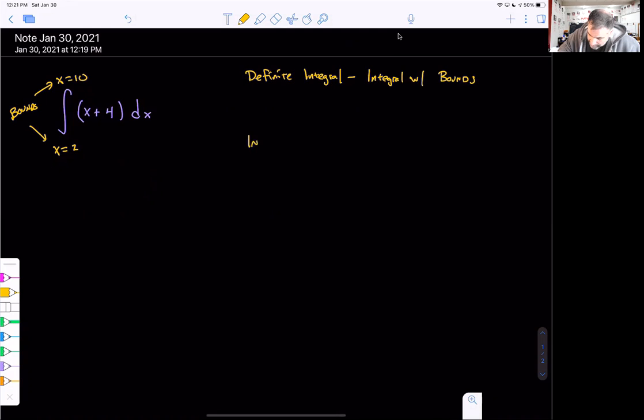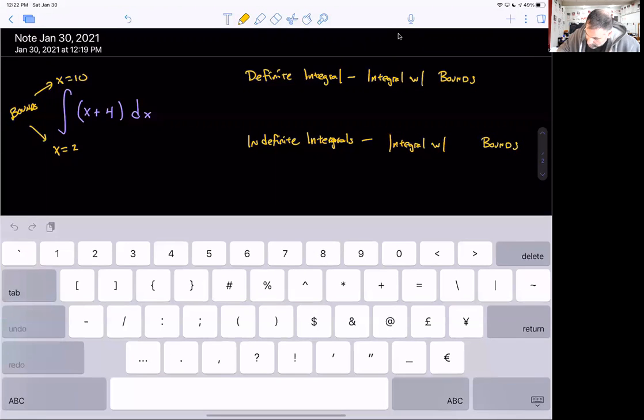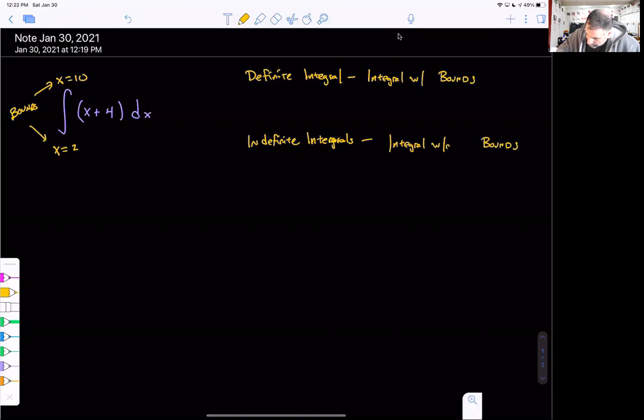We have been doing indefinite integrals this entire time up until yesterday. And I think you can figure this out. Indefinite integrals are integrals without bounds, okay, without bounds. So everything we have done up until last class is called an indefinite integral. And again, no bounds in an indefinite integral.